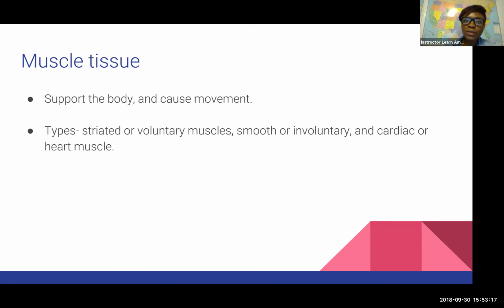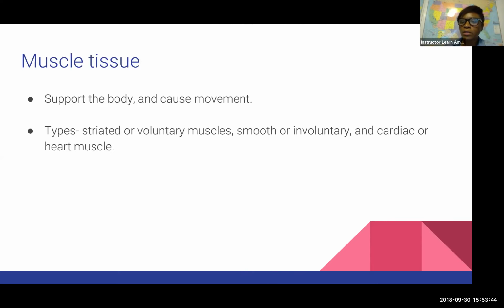Another type of tissue we see is muscle tissue. And muscle tissue is there to support the body for movement. We have different types of muscles. There is the voluntary muscle, which is also referred to as a striated muscle. There's smooth muscle, which is involuntary. These are the ones we don't think about using, whereas the striated, we find attached to bones in our body. Those are the ones we have to learn to use.